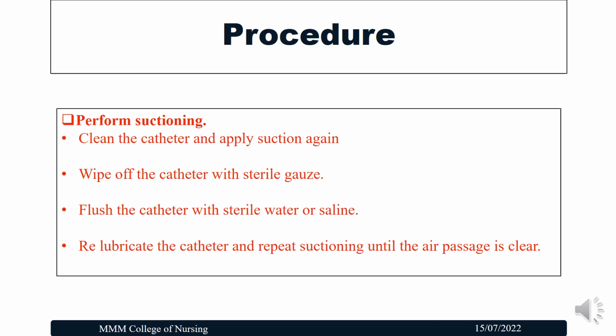While performing suctioning, clean the catheter and apply suction again. If there is any mucus plug, wipe off the catheter with a sterile gauze. Flush the catheter with sterile water or sterile saline to clean the inside of the catheter. There are chances mucus can go and plug inside the catheter, so very often we have to clean the catheter in sterile water. Re-lubricate the catheter and repeat the suctioning until the air passage is clear.